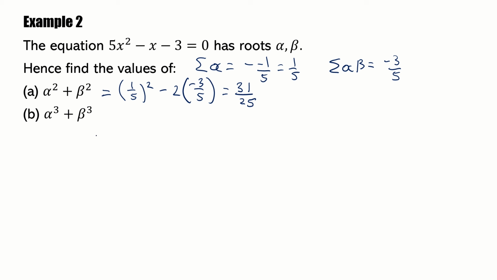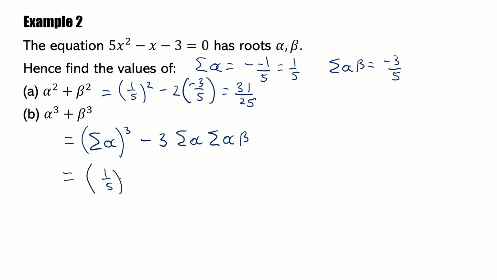And then onto alpha cubed plus beta cubed. As I said, it's the formula we've already shown, but of course acknowledging that there is no triple root product that you can work out. So therefore it's just going to be the sum of the roots all cubed minus 3 lots of the sum of the roots times by the sum of the pairs. So we just have to do, in this case, 1/5 all cubed minus 3 lots of 1/5 times by minus 3/5. And that will come to 46 over 125.